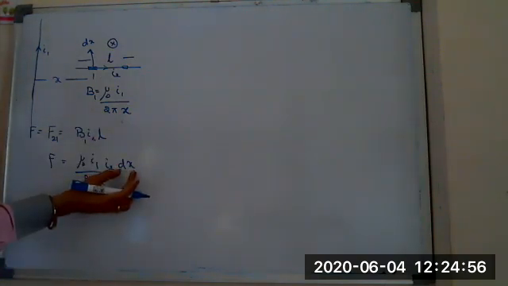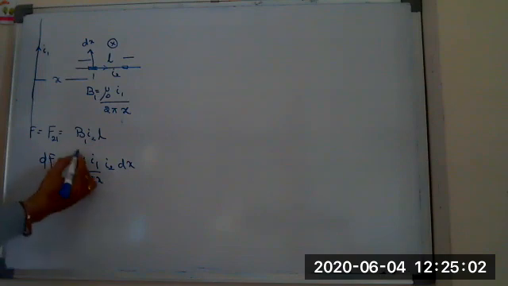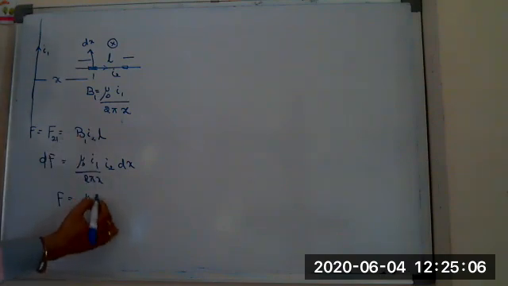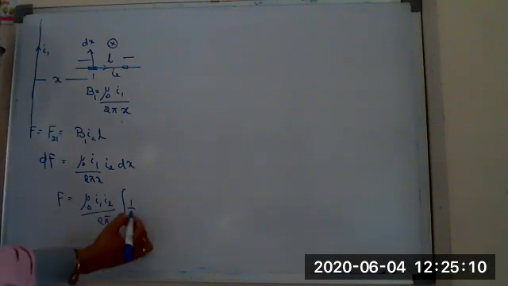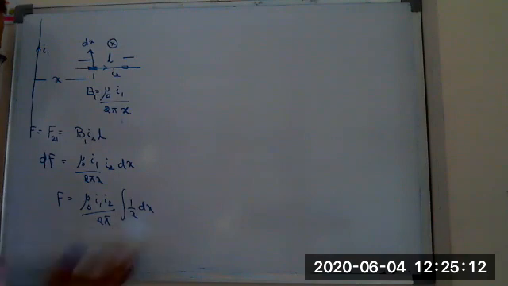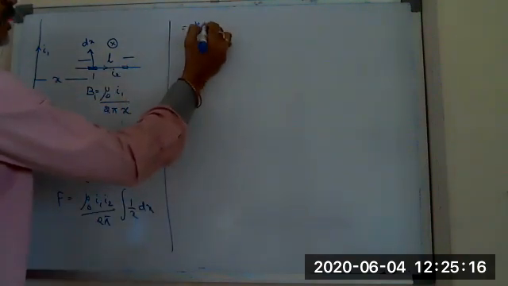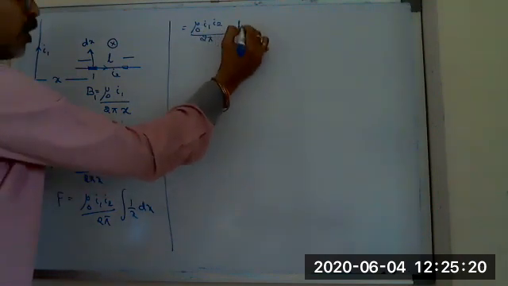So you are finding the force on a small element, which is dF. Therefore, to get F, as all of you know, we do the integration. By doing the integration, we get mu naught I1 I2 by 2 pi times the integral of 1 by x dx, that is log x. So this equals mu naught I1 I2 by 2 pi into log x.